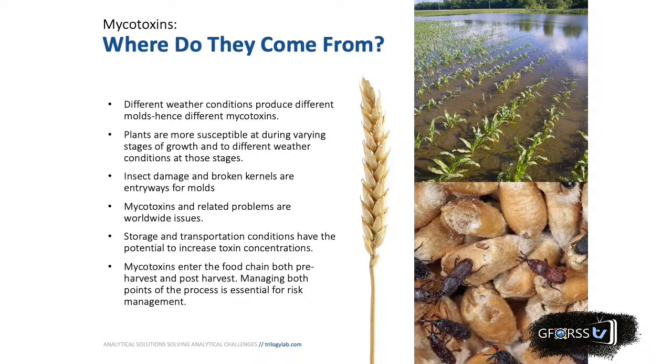However, improper storage and transportation can also increase molds and mycotoxin production dramatically. Mycotoxins therefore enter the food chain both pre-harvest and post-harvest. Managing both points of the process is essential for solid risk management.